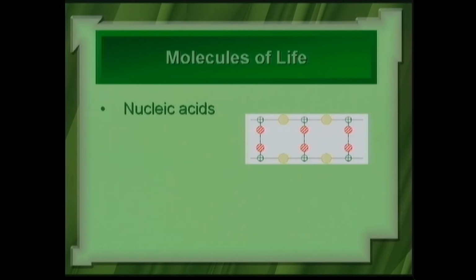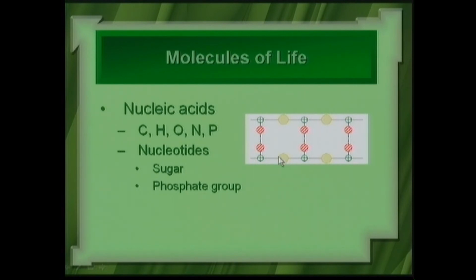You can think of them as being made up of carbons, hydrogens, oxygens, nitrogens, and phosphates. And their subunits are made of nucleotides. So here we have a nice schematic diagram of a nucleotide. Here you have the sugar, depicted here. Here you have a phosphate group. And the third component of a nucleotide is a nitrogenous base.